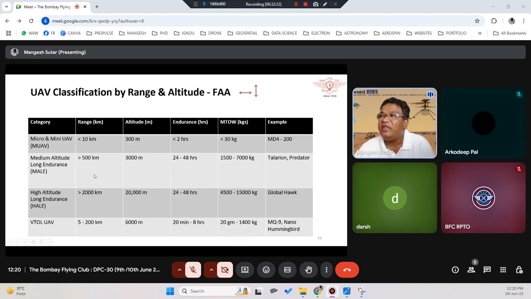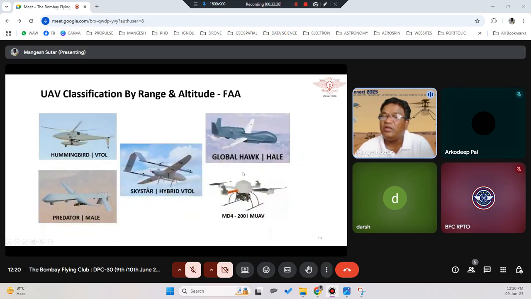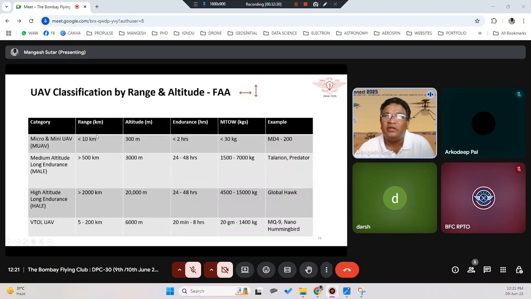Like the MD4 we saw in this. This MD4 has a range of only 10 kilometers, altitude it can go up to 300 meters, endurance about 2 hours, and it can take a weight of 30 kg. That means drone plus payload it can take weight up to 30 kg. So that is called MUAV, micro or mini UAV.